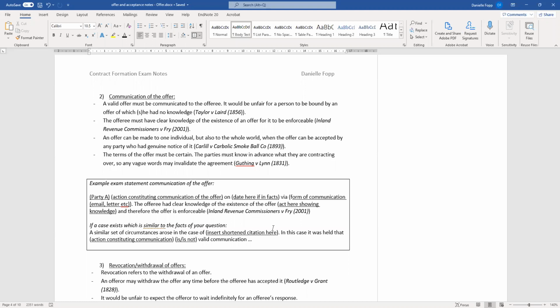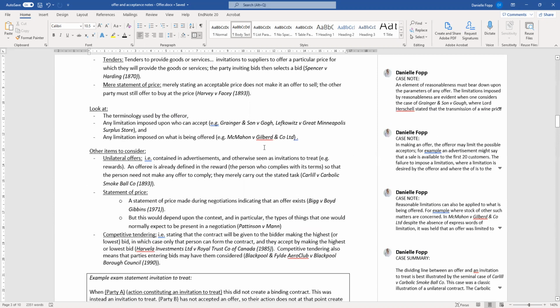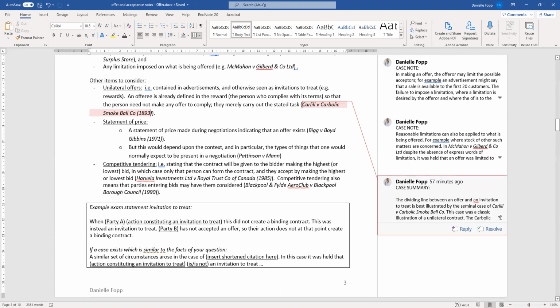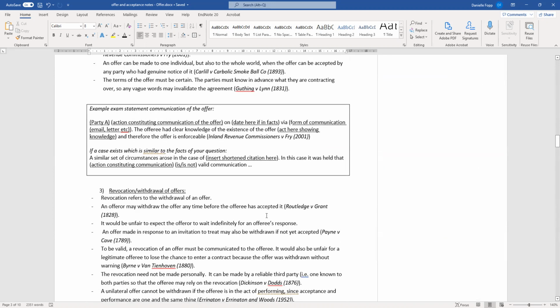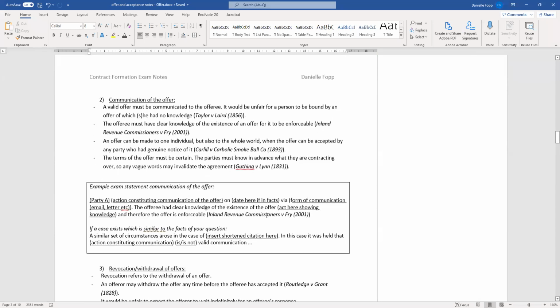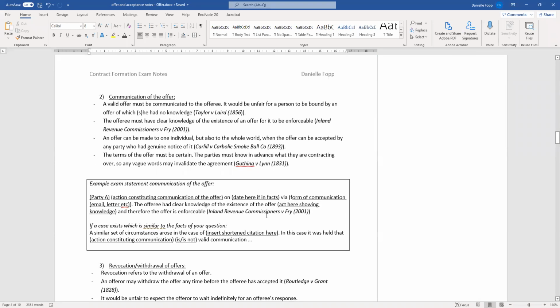An offer can be made to one individual, but also to the whole world, when the offer can be accepted by any party who had genuine notice of it. And here comes that Carbolic Smoke Ball case again. And if we needed the full facts, it is up here in this case summary. Then we also have the terms of the offer must be certain. So the parties must know in advance what they are contracting over, so any vague words may invalidate the agreement.